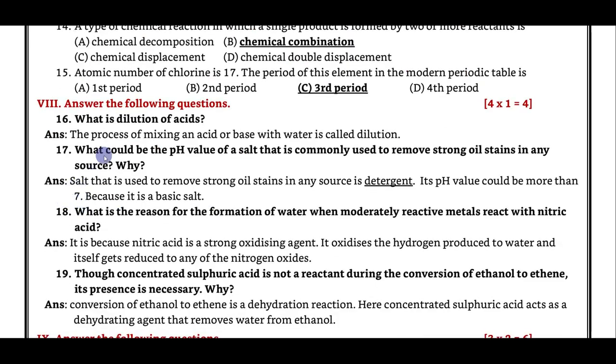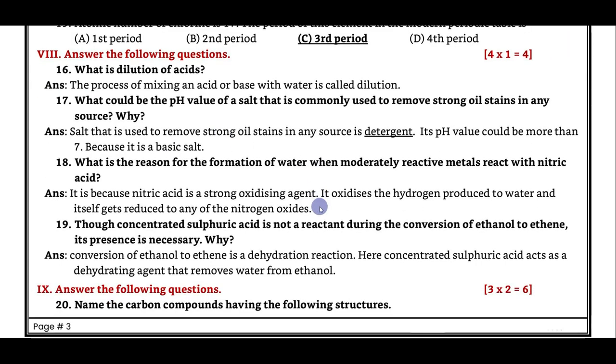What is dilution of acid? The process of mixing an acid or base with water is called dilution. Next question: what could be the pH value of a salt that is commonly used to remove strong oil stains? The salt that is used to remove strong oil stains is detergent. Its pH value should be more than 7 because it is a basic salt.